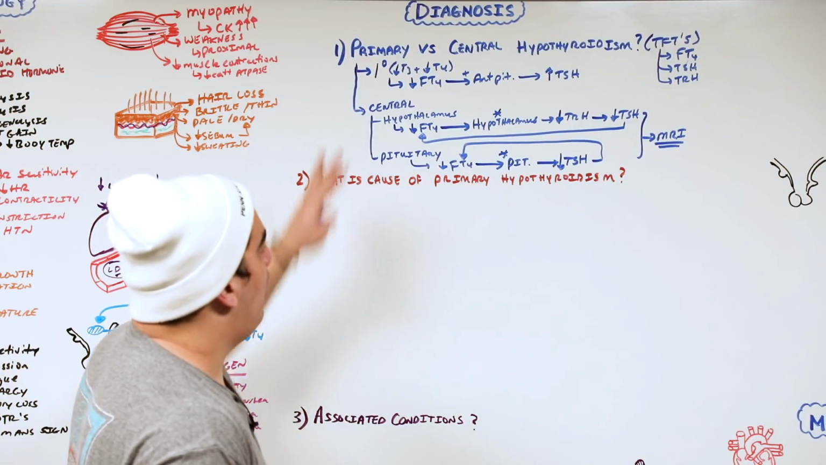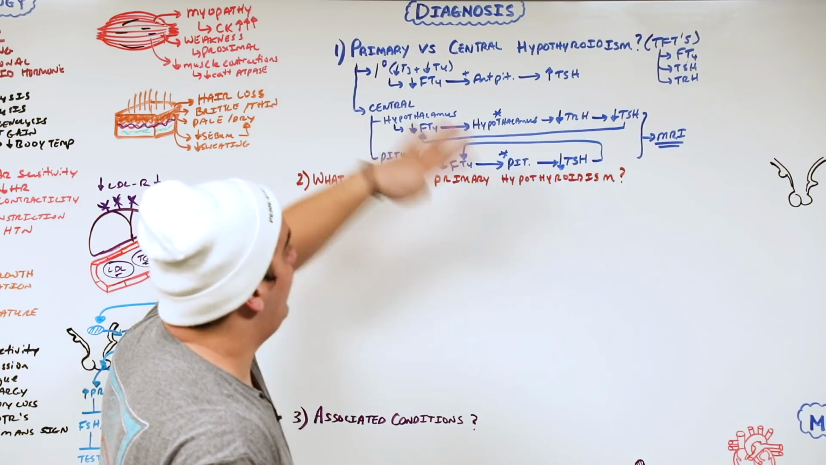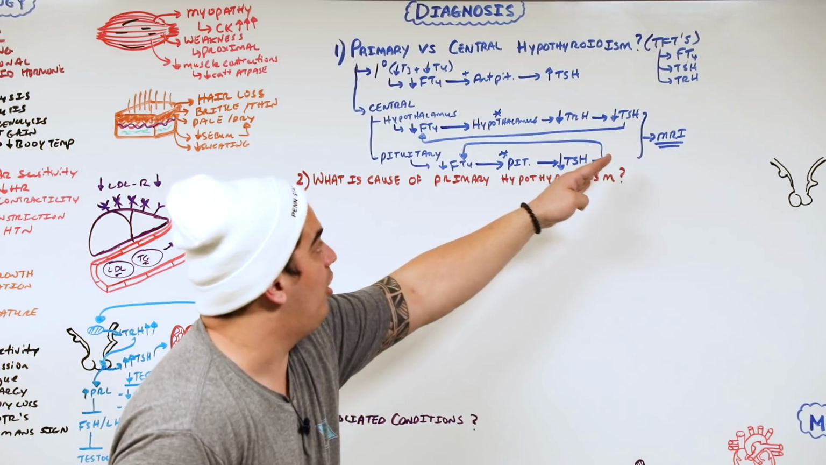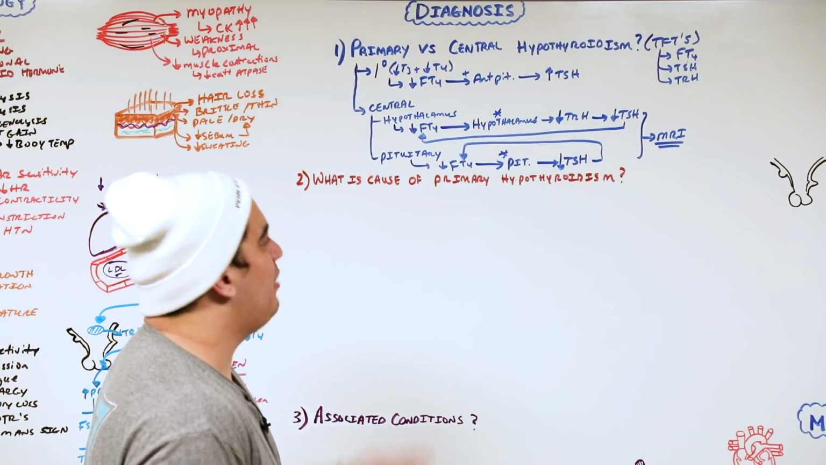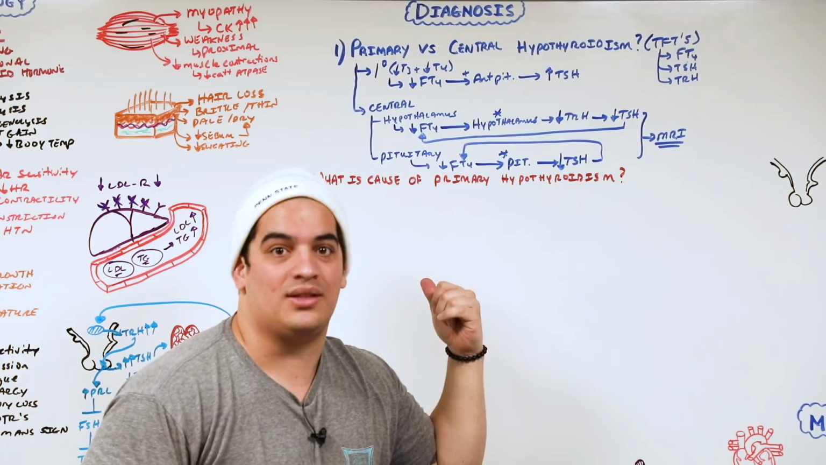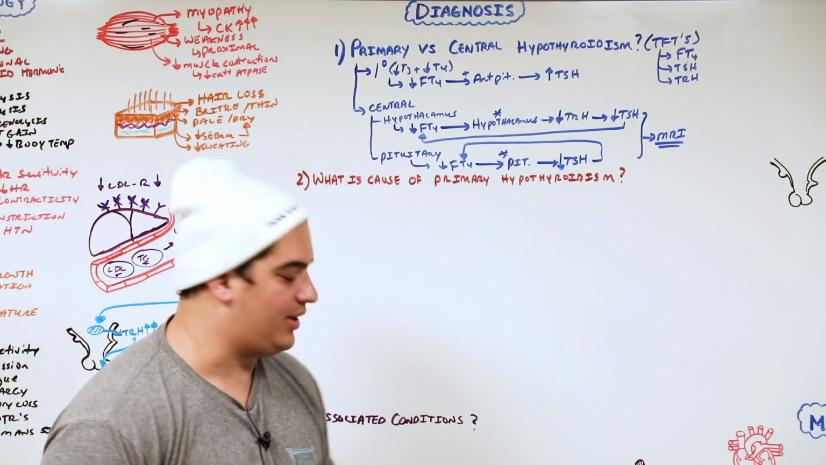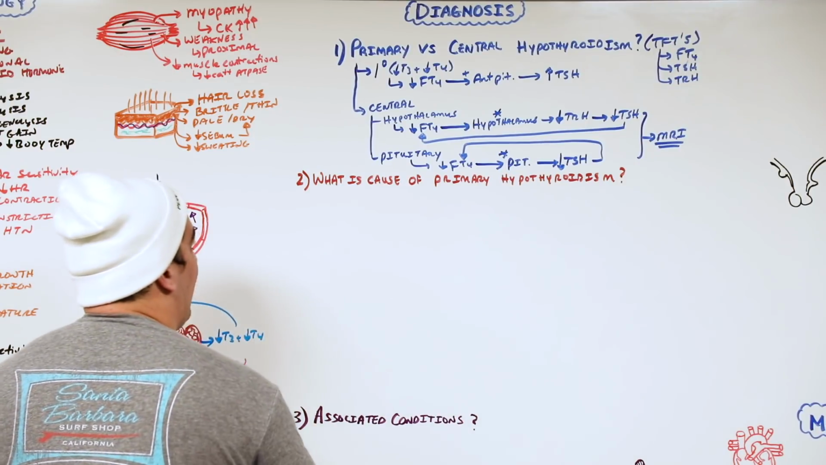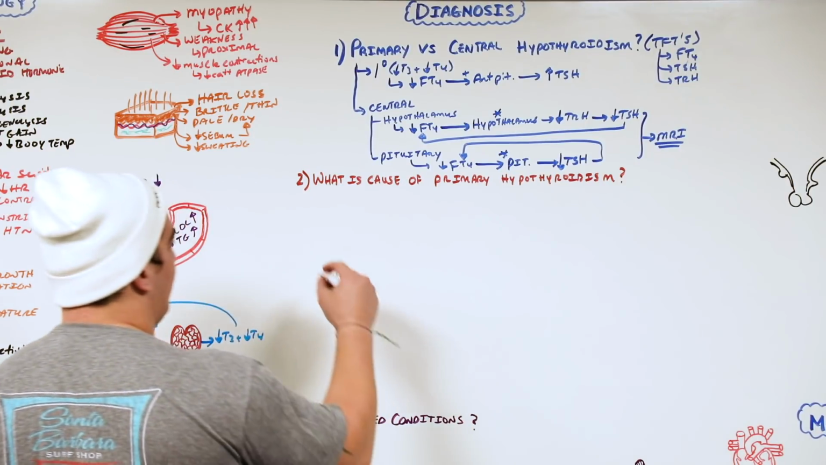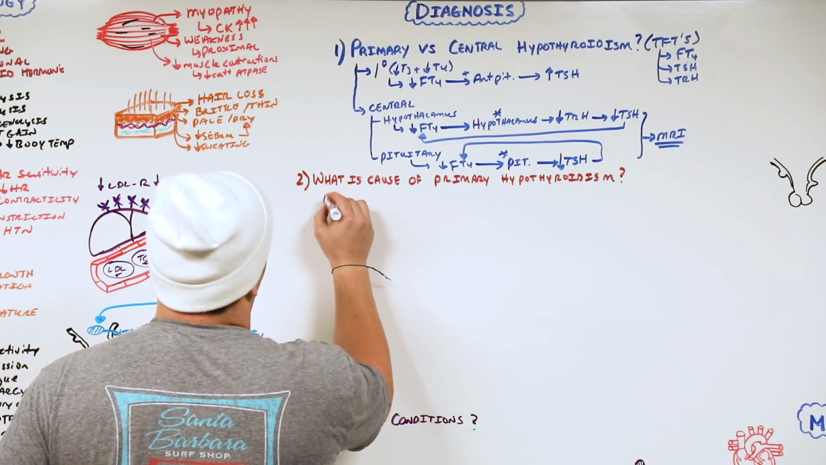All right, now that we've gone through this and we've figured out that it's actually central, boom, we know how to go about that. But now we have primary, and there was a ton of different types of primary causes. How do I know what the cause of the primary hypothyroidism is? The way that we go about this is a couple different ways. Let's actually go through a couple of those and write them down.